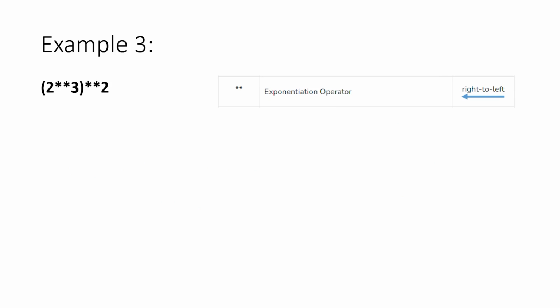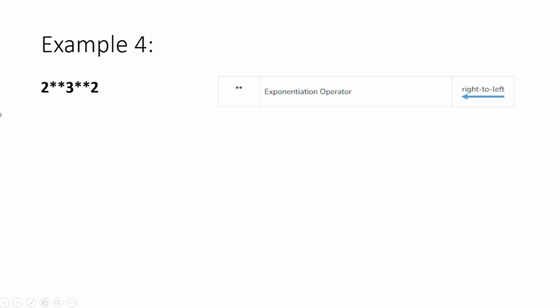Now, let us take one more example. Here I am taking the same example, but the brackets are changed. Now the brackets are written first, that is in bracket 2 to the power 3, and then to the power 2. Since brackets are used, the bracket portion will be evaluated first. So, 2 to the power 3 will be evaluated, which is 8, and 8 to the power 2 comes out to be 64.